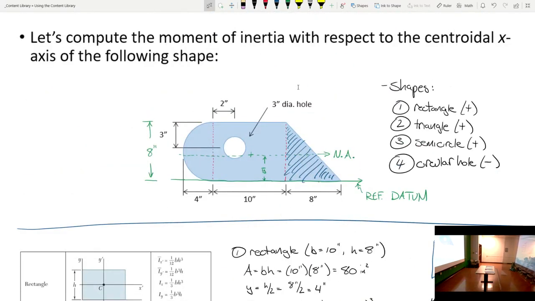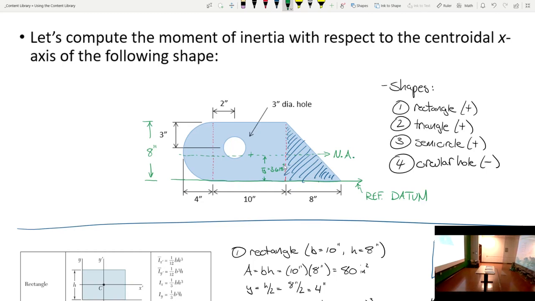All right. So what did we get for y bar? 3.618. Is that what we got for y bar? Okay. Now let me ask you this. How far is it from here to the center of the rectangle? From here to the center of the rectangle, how far is it? 4 inches?